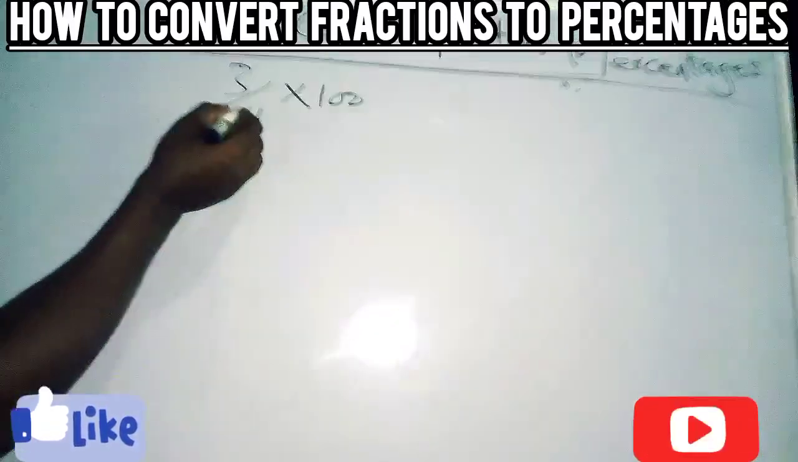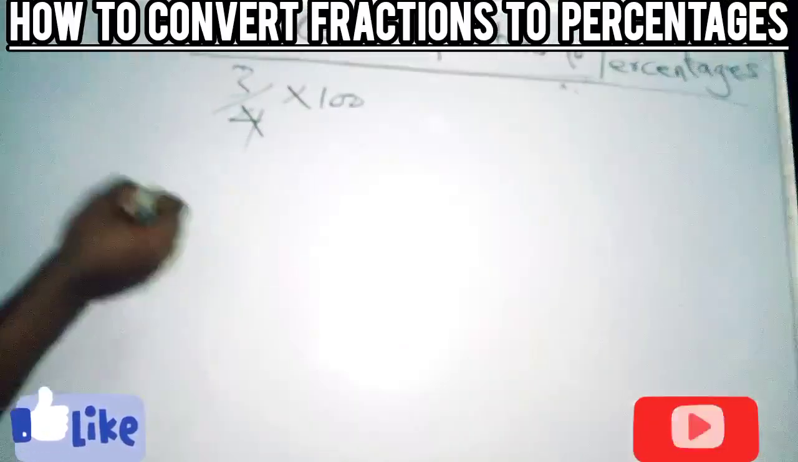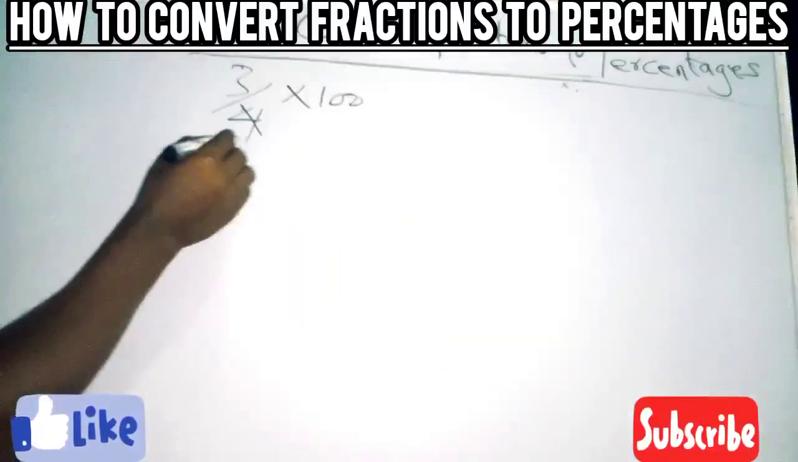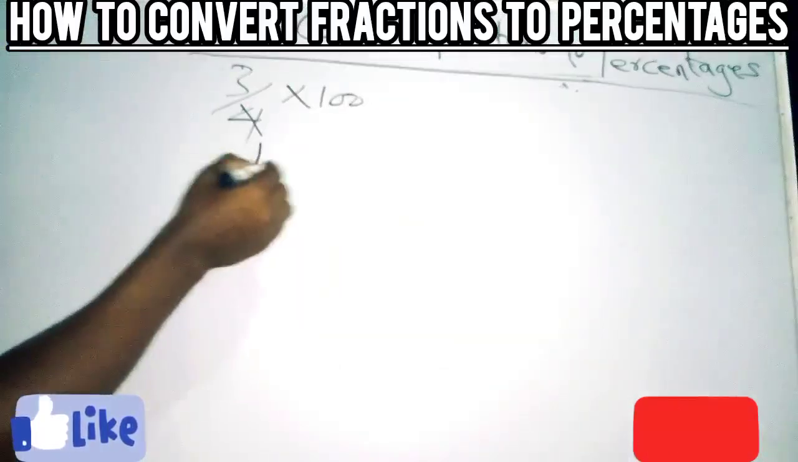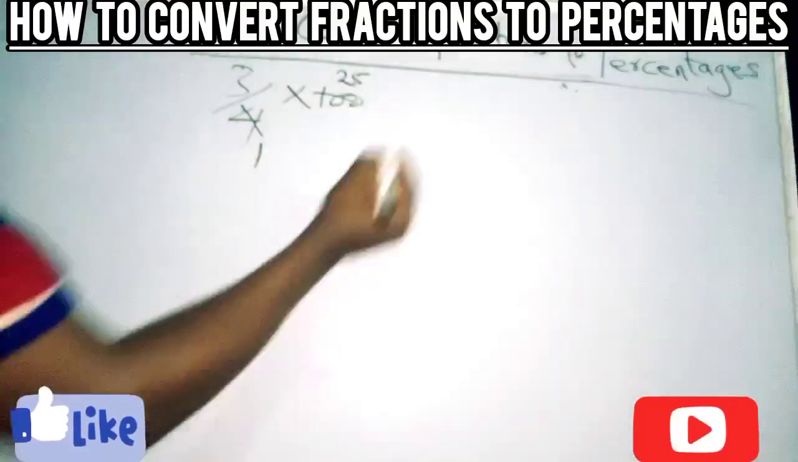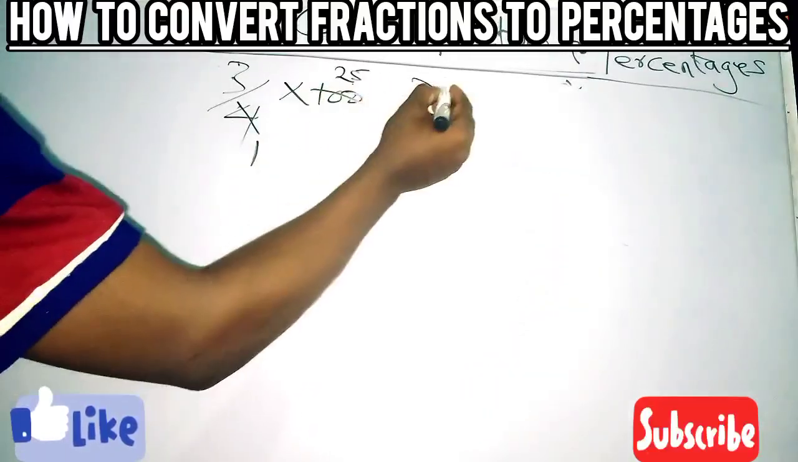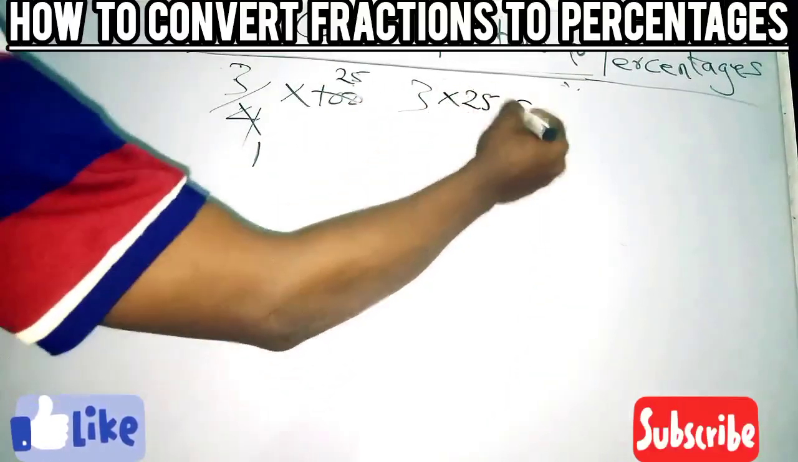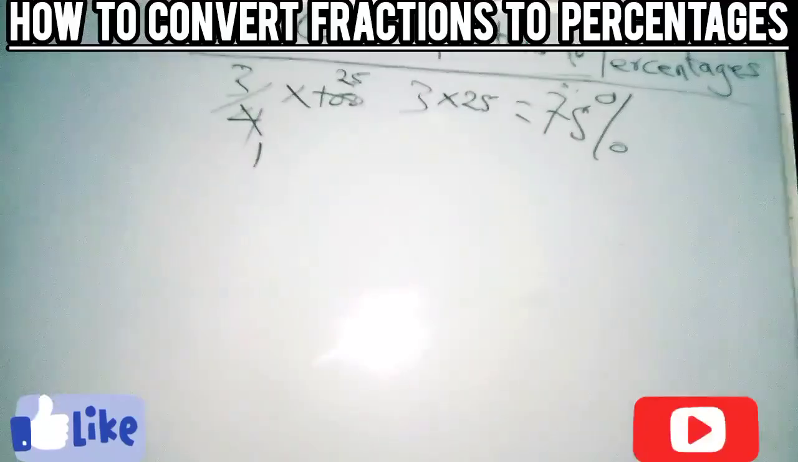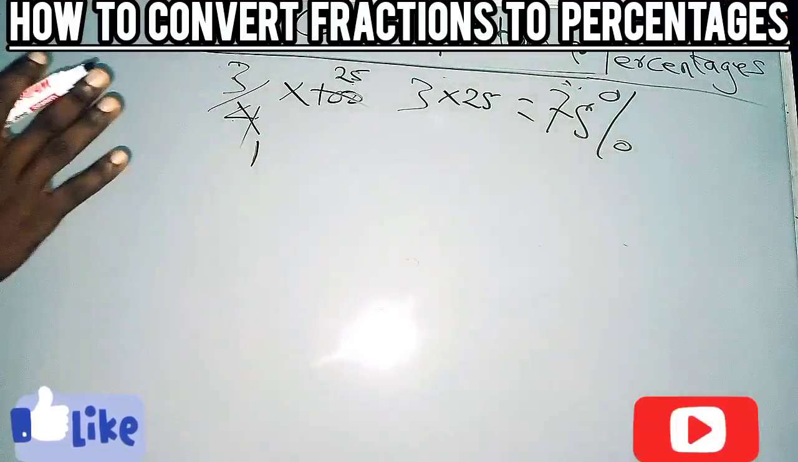First method, we said this one, 2 can go here how many times? 2 can go here 2 times. And the 4 itself can cancel itself. The 4 can cancel itself 1 time. And the 4 can go into 100 how many times? 25 times. Now you'll be having your 3 multiplying the 25, which is actually going to give you 75. And all you have to do is to add your percentage sign. So this is the first method.